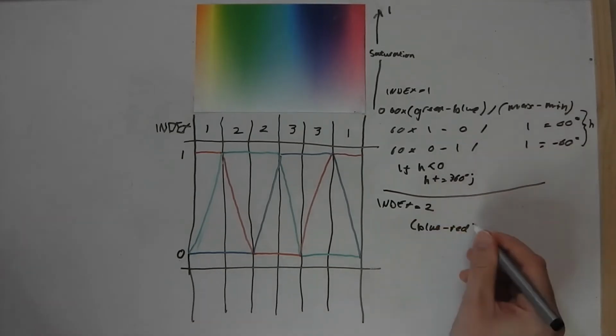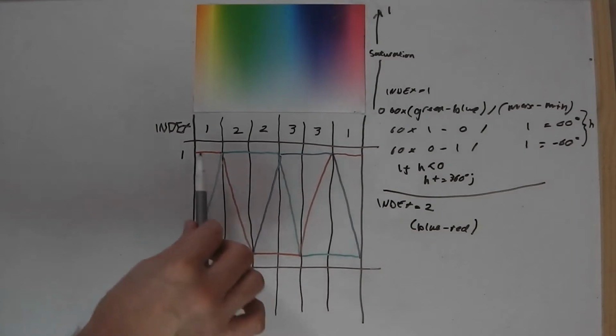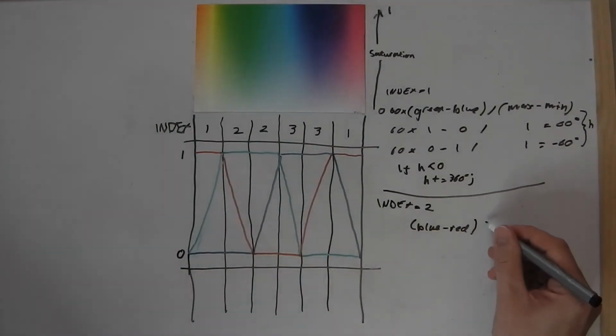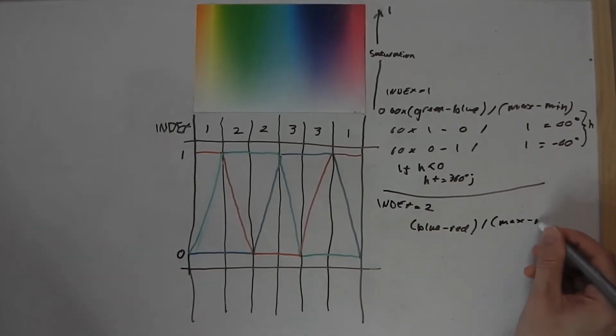Okay. Just like before, we had green minus blue because those were the ones that vary. Now we have blue minus red because those are the ones that are varying. And as before, we divide that by the range, just given by max minus min, like so.